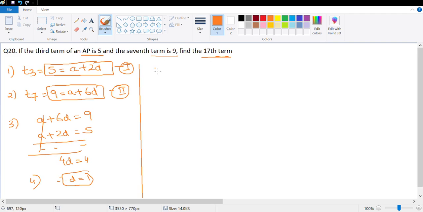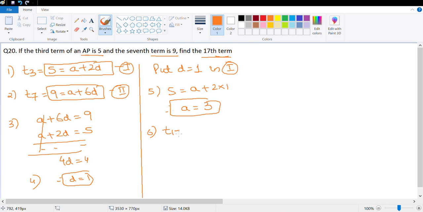So put D equal to 1 in equation number 1, and I get 5 is equal to A plus 2 into 1. Therefore, A is equal to 5 minus 2. That's 3. Now, the last step, the 17th term will be equal to A plus 16D. A is 3 and D was 1. So 3 plus 16 into 1. Therefore, the 17th term is equal to 3 plus 16. That's 19.